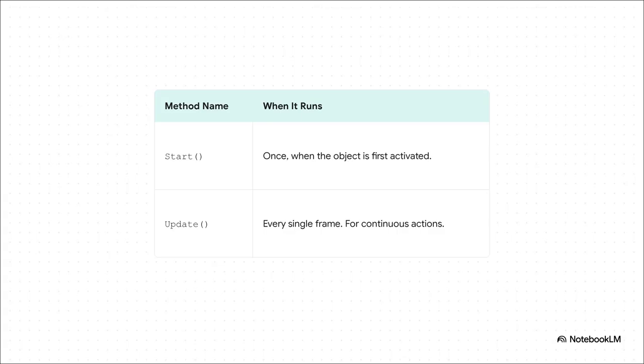So you might be wondering, how does Unity know which part of my code to run and when? Well, you don't actually have to tell it. It's smart enough to automatically look for special methods in your scripts. The two big ones you'll use all the time are Start and Update.